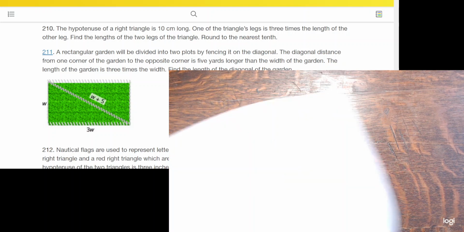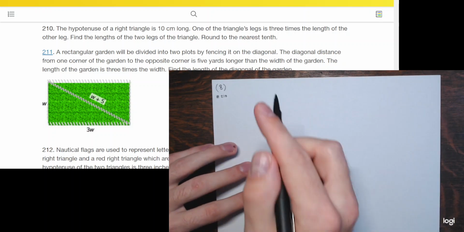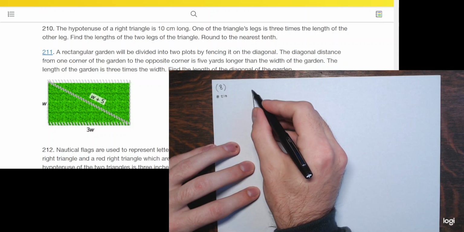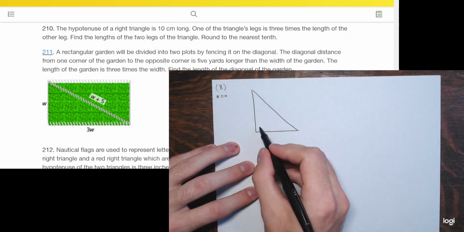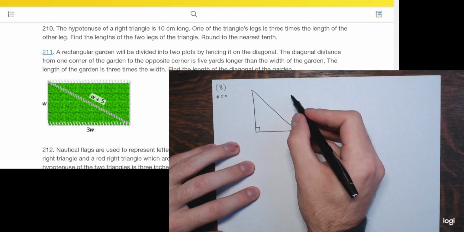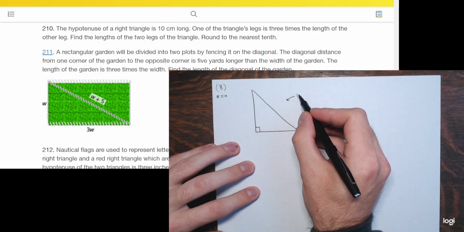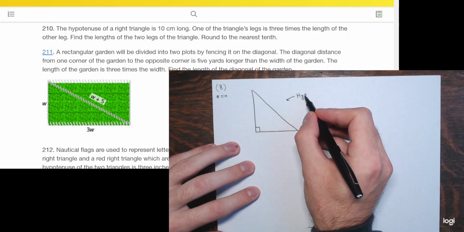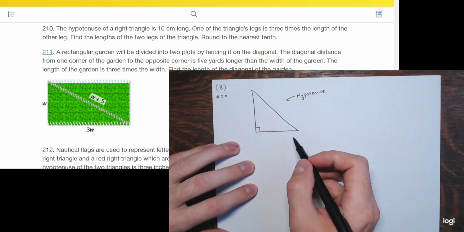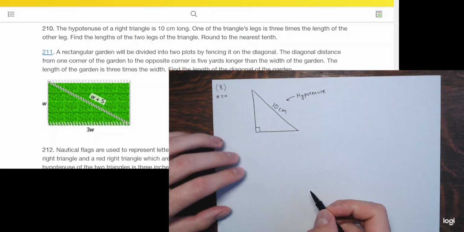So this is example 8, exercise 210. Here's a right triangle. Remember, a right triangle is a triangle that has a 90-degree angle in it, right? A little box there for 90 degrees. The side opposite the 90-degree angle, that's the longest side. That's called the hypotenuse. Right, and they told us that this side here is 10 centimeters long, the hypotenuse.